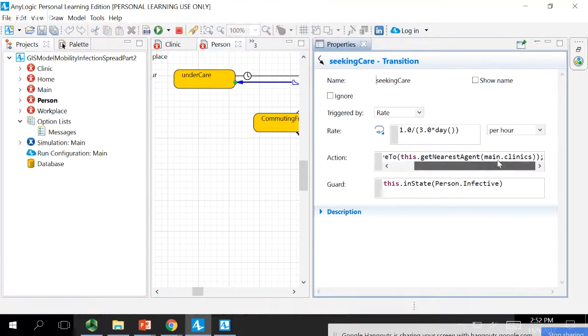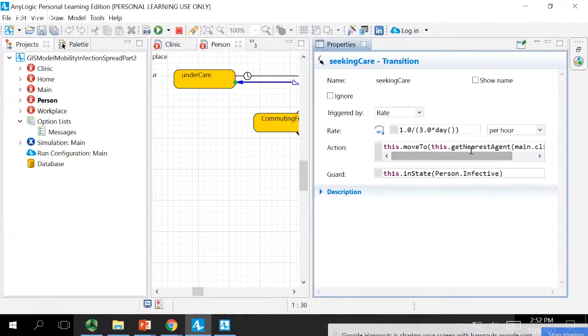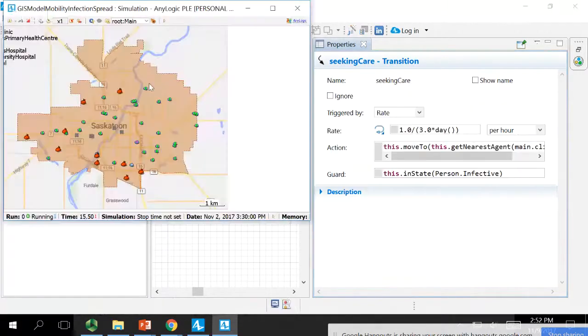Okay, we're going to go to the nearest agent amongst the clinics for that person, right? So here we have these individuals. They are going back and forth between home and clinic. Some of them are ill. So here they're going home, for example, at the end of the day.